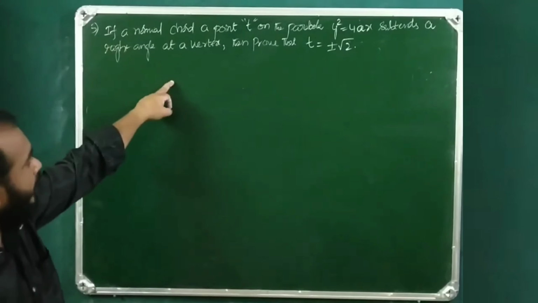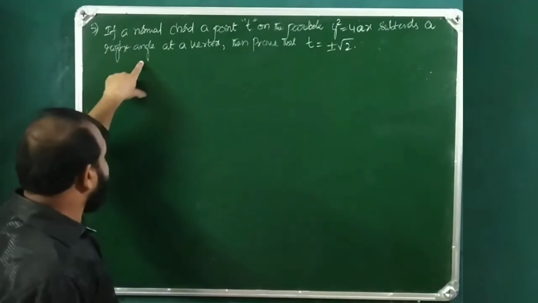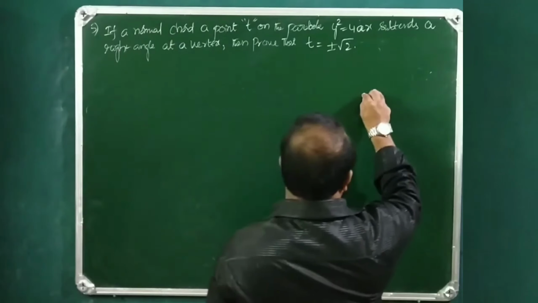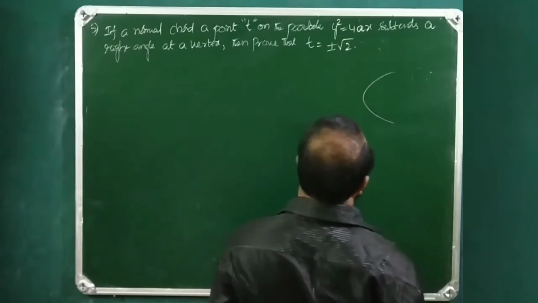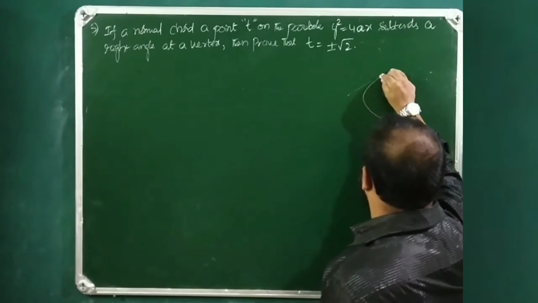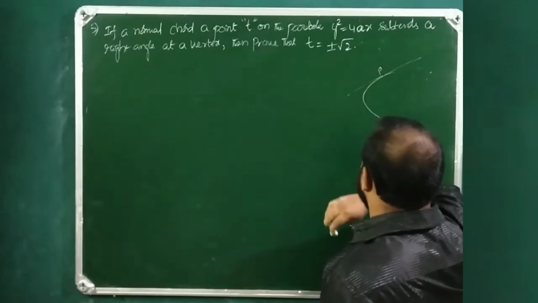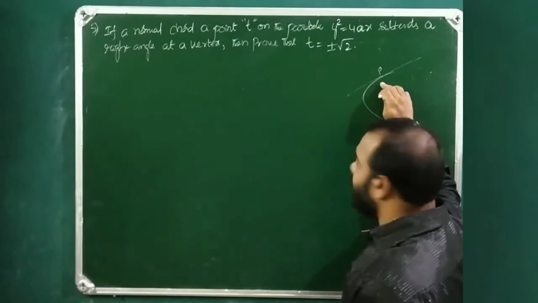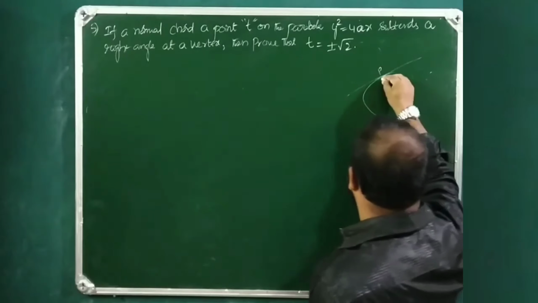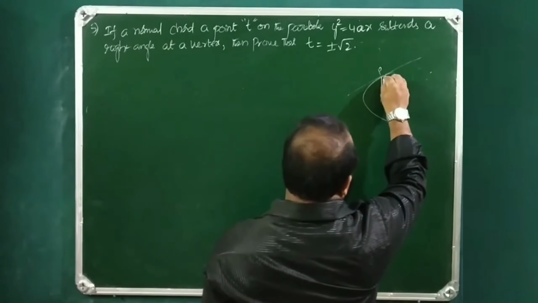If a normal chord at a point T on the parabola y square equals 4x subtends a right angle at the vertex, then prove that t equals plus or minus root 2. So this is the parabola. Now let us suppose that at this point this is the tangent, for example. Then at P, this is the tangent at P. So the line passing through P and perpendicular to this tangent is this normal. So this is the normal.